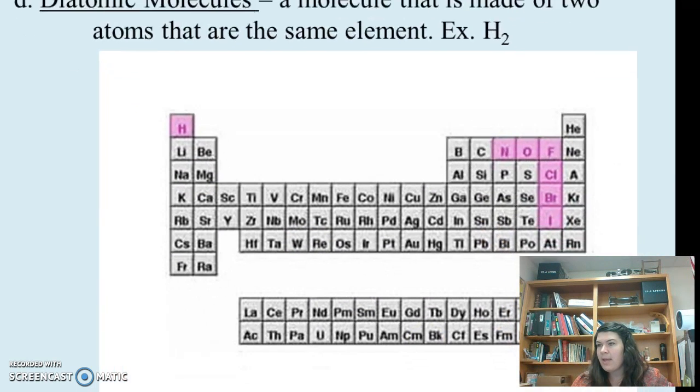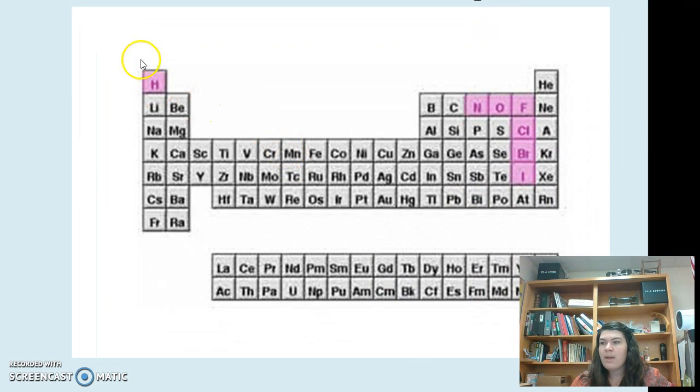Here are the atoms that do this. 1 is hydrogen. The other 6 are right here. There's 7 total. And the nice way you can remember is that it's hydrogen, and then these guys over here actually make a 7 on a periodic table. So please get out your periodic table, highlight these, circle these, label them, whatever. You need to know these are diatomic.